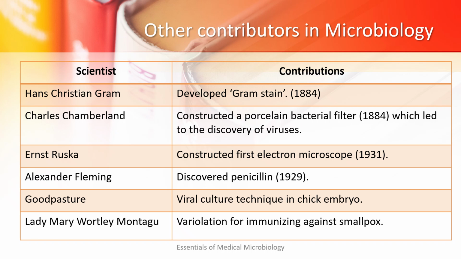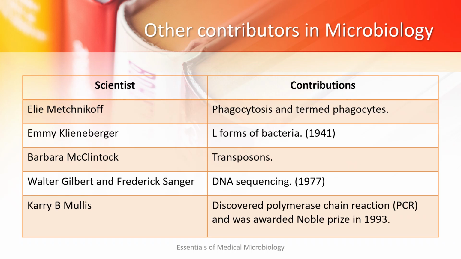Then, what are the other contributors? Hans Christian Gram developed the Gram stain in the year 1884, and Charles Chamberland constructed porcelain bacterial filters, which led to the discovery of some viruses. Ernst Ruska constructed the first electron microscope. Alexander Fleming discovered penicillin. Goodpasture developed the viral culture technique in chick embryo. Lady Mary Wortley Montagu introduced variolation for immunizing against smallpox. Then L. A. McIntosh, phagocytosis and the term phagocytes.